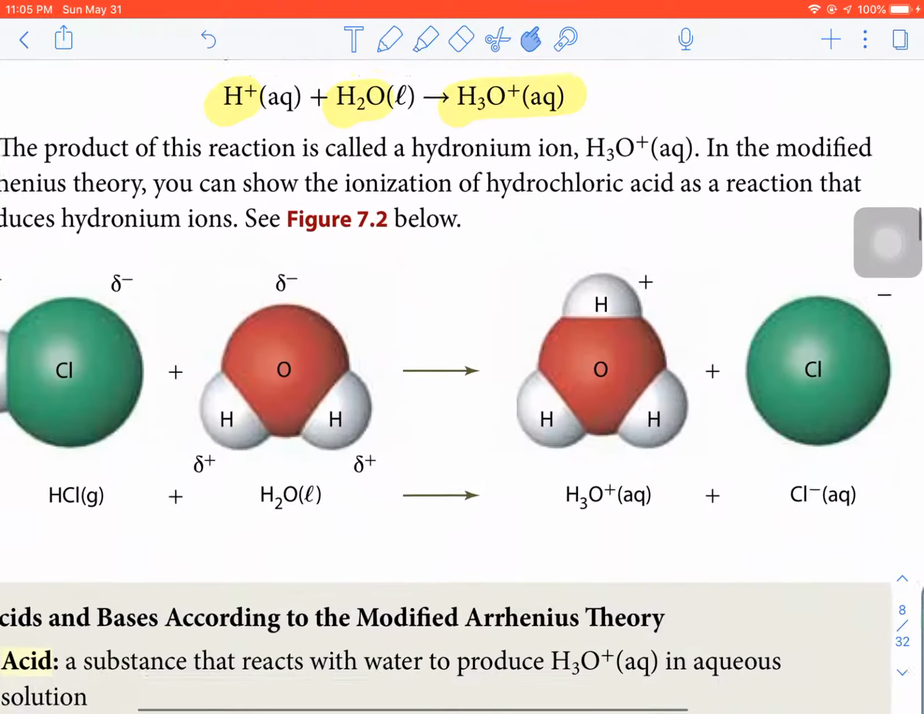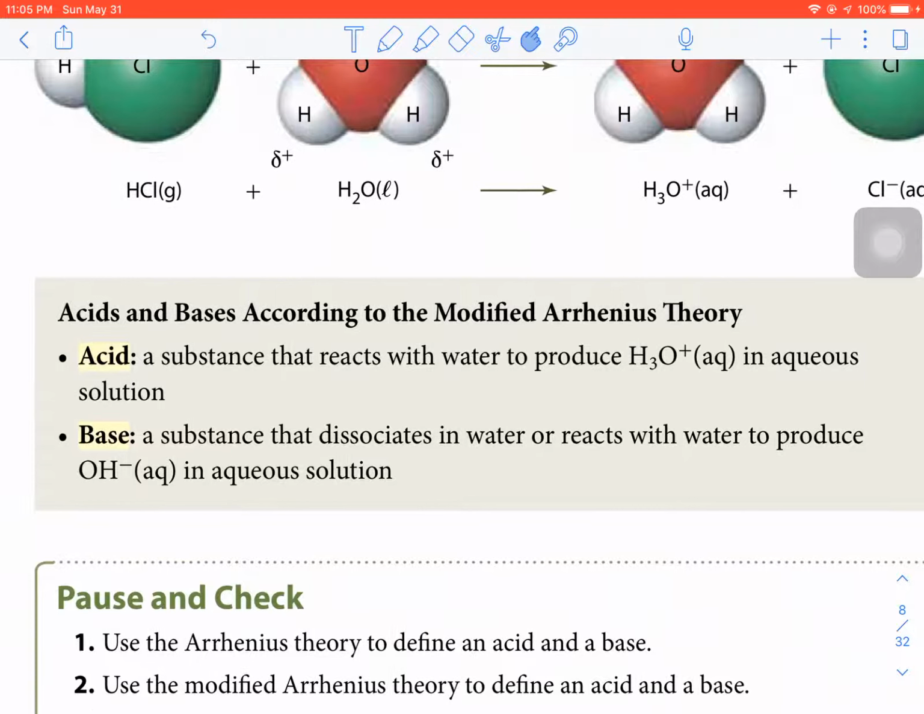So we had to modify our two definitions. Our definition of the modified Arrhenius theory says an acid is a substance that reacts with water to produce hydronium ions. And a base is a substance that dissociates in water or reacts with water to make hydroxide ions. So those are our two definitions that we're going to be using for acids and bases.